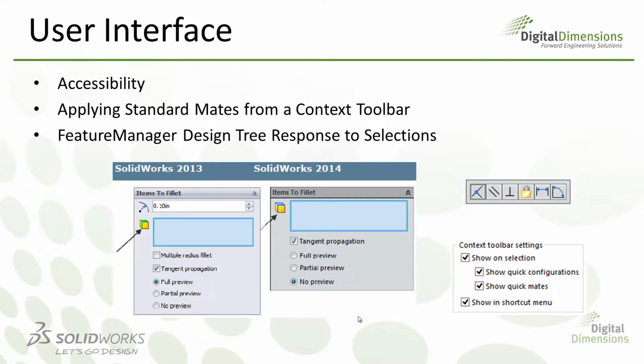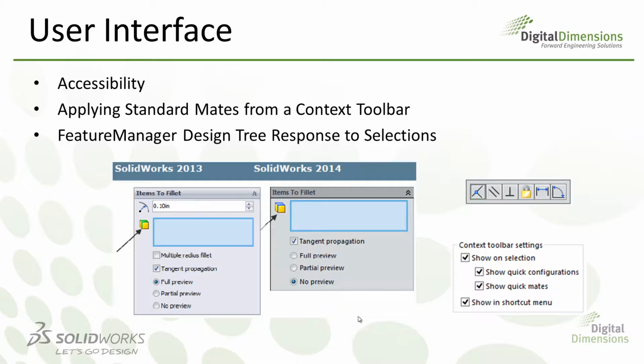The first area we want to take a look at in user interface is accessibility. There's been a couple enhancements to this that just make the SOLIDWORKS environment a little bit different. First thing you'll notice on the side here is I have a screenshot of SOLIDWORKS 2013 versus 14. If you notice in the property manager, next to the selections box there's that little cube telling you to pick an edge or a face or various items.